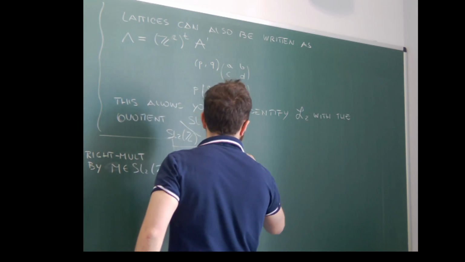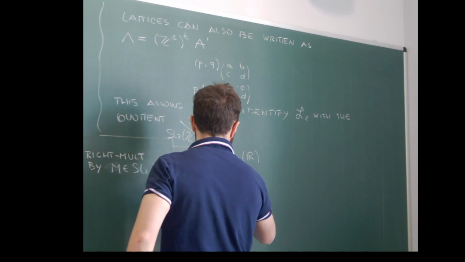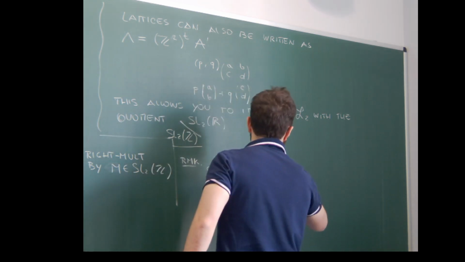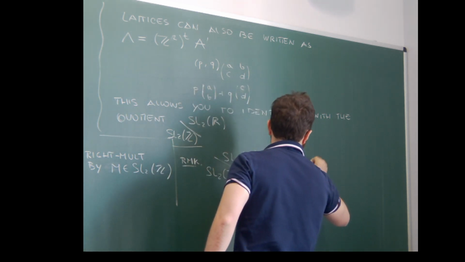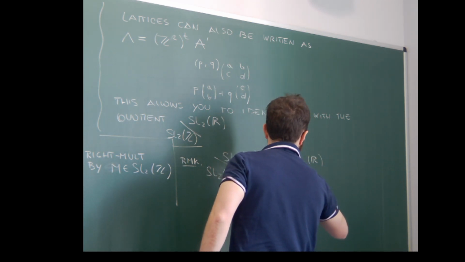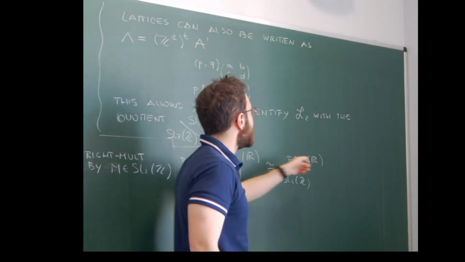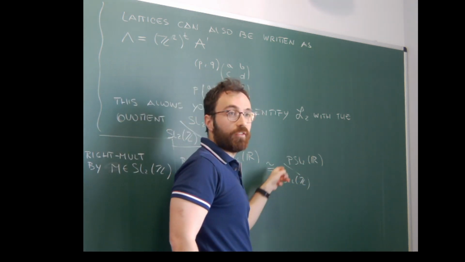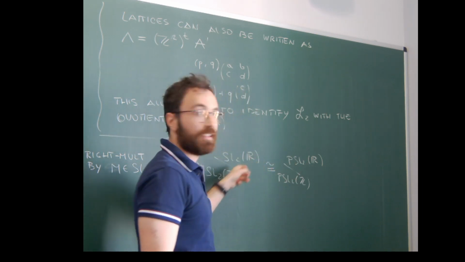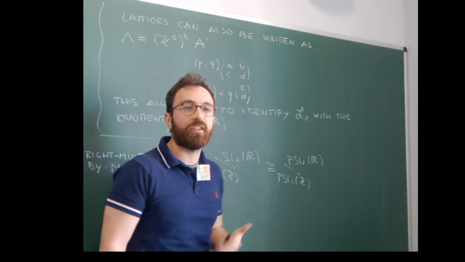One also has that SL2R modulo SL2Z is the same as PSL2R mod PSL2Z. Because remember, PSL2R is just SL2R quotient out by the multiplication action by plus or minus the identity, but this is also a matrix here. So it just disappears when I take it. Right? So these two quotients are exactly the same thing.